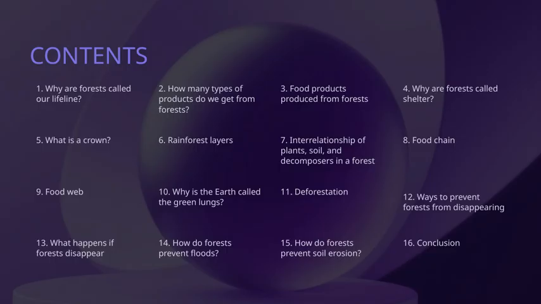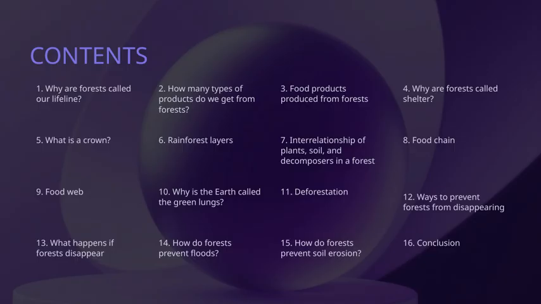Moving on, we'll see how forests serve as shelter for countless species, offering a home and protection. Then, we'll look at what a crown is. It's the upper part of a tree that includes the branches and leaves, playing a crucial role in photosynthesis. We'll also explore the layers of the rainforest, which are fascinating. Each layer supports different kinds of plants and animals. Following that, we'll understand the food web, which illustrates how plants, animals, and decomposers are interconnected in a forest ecosystem.